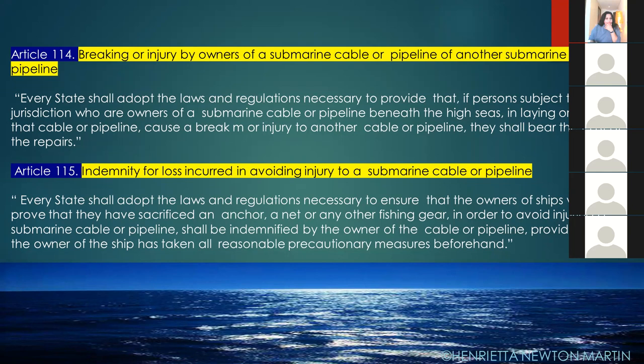So every state shall adopt the laws and regulations necessary to ensure that the owners of a ship who can prove that they have sacrificed an anchor, a net, or any other fishing gear in order to avoid injuring a submarine cable or pipeline shall be indemnified by the owner of the cable or pipeline, provided that the owner of the ship has taken all reasonable precautionary measures beforehand.